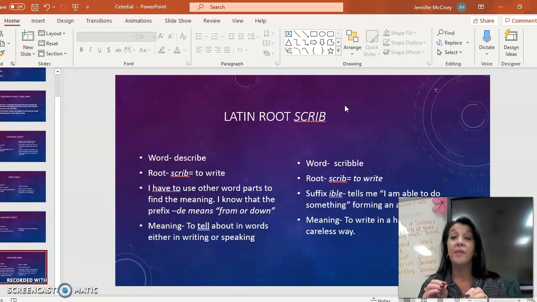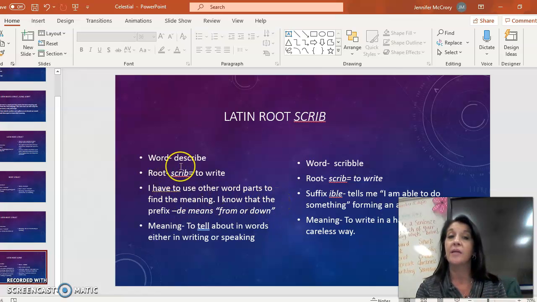So this is where we're going to have to use a few more decoding skills, break them apart a little bit, and find out what we know and how we can find out what they mean. Okay, so our first word, describe. Very good. I know you see it in there. Say it with me, describe. Good job. I heard you loud and clear. So our root is scribe. We said that it meant to write. And now I'm going to have to use some other word parts to find out what the meaning is.